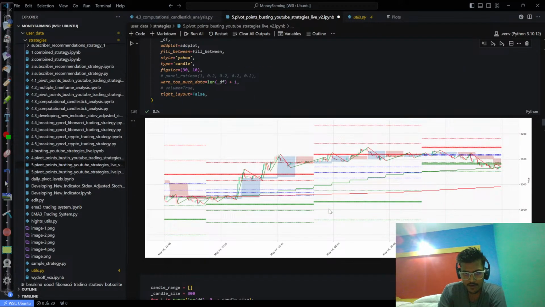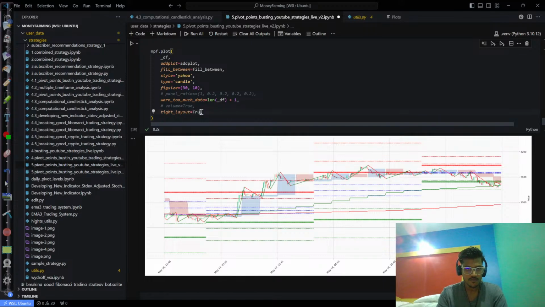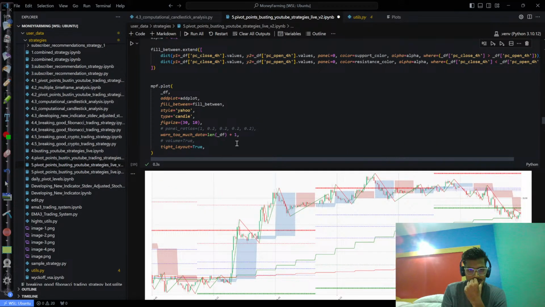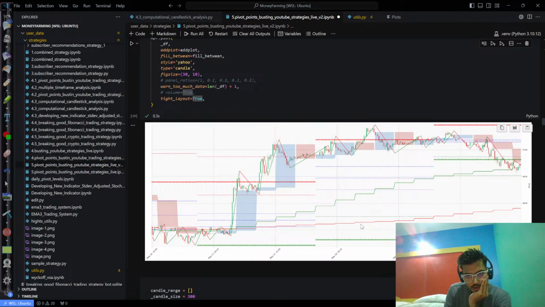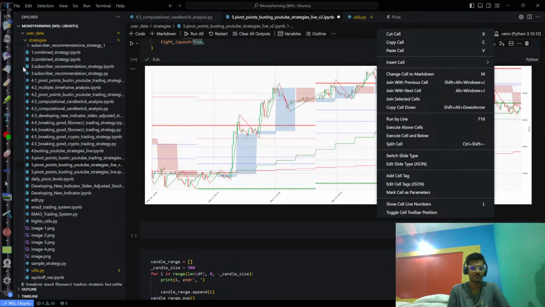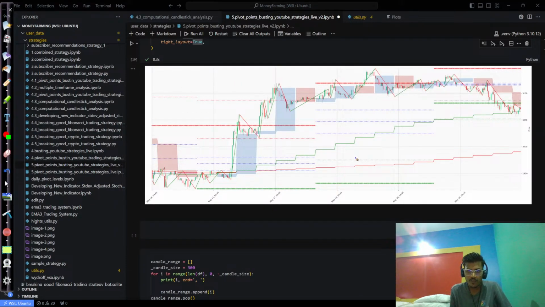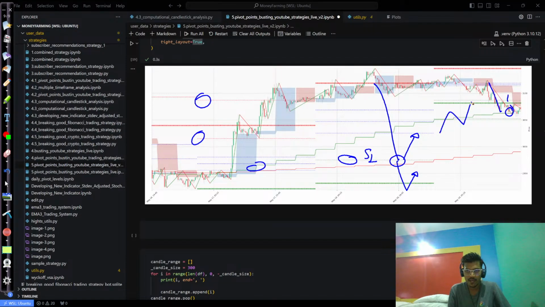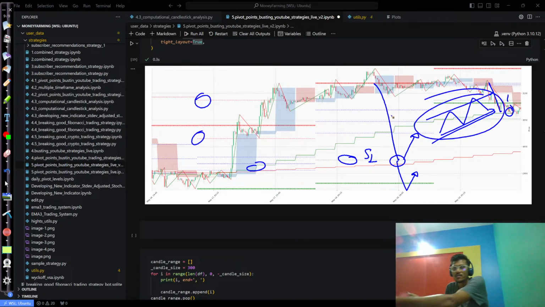So see, I added the green and red. Now I want to set the tight layout to true so that we can see it clearly, and image size 3010 is good. Now we see this one is your S1. Here you see this is your S1, and there's your R1, there's your R2. When the market comes around here, then we buy. The market comes around S2, then we buy. Otherwise we sell. So around here, if the wave completes and it's making higher high, higher low, then we buy basically. So let me show you.